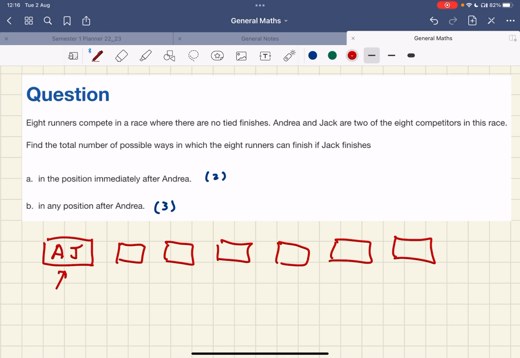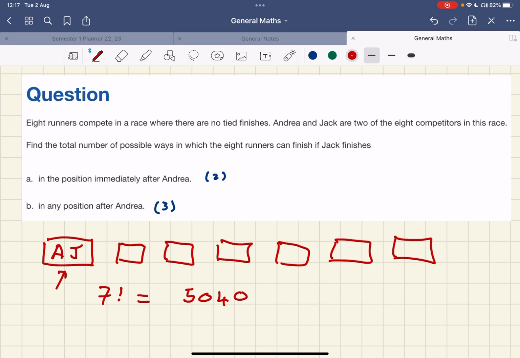So 1, 2 is obviously 7 factorial. So 7 factorial, all we're going to do is type it into our calculator, which I'm just doing now. So it's going to end up being 5,040 different ways of doing it.